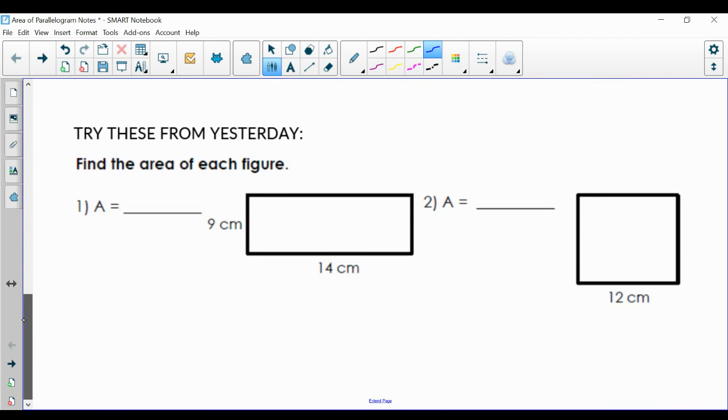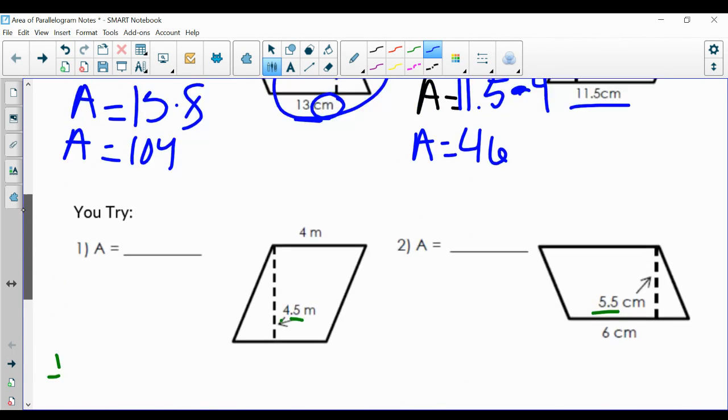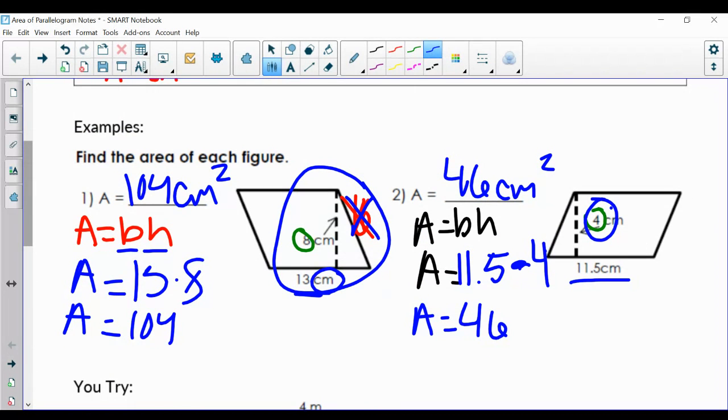So you guys are going to finish the rest of this. Some of these bottom two problems are going to be super easy because you did them yesterday and on Monday. So that's how you find the area of a parallelogram.